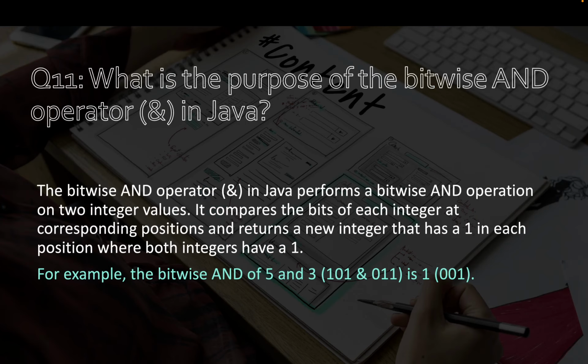Question number 11. What is the purpose of the bitwise AND operator in Java? The bitwise AND operator in Java performs a bitwise AND operation on two integer values. It compares the bits of each integer at corresponding positions and returns a new integer that has a 1 in each position where both integers have a 1. Here is an example for your reference.